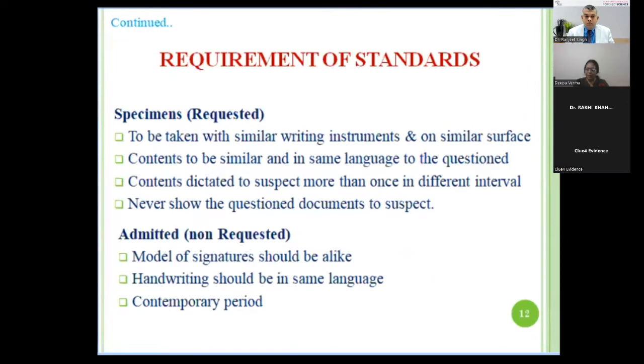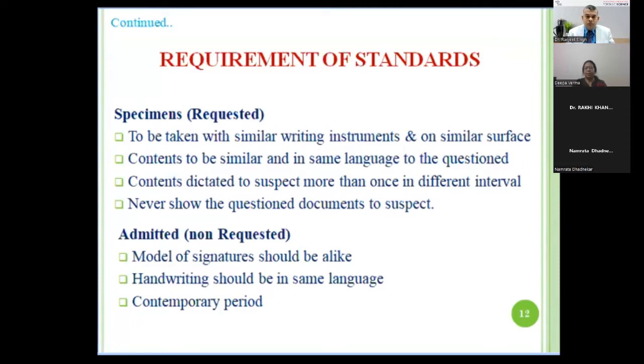And while comparing the question document, or any forensic exhibit, it is very important to have standard materials. In questioned document examination, standards are a very, very important part of any examination. So which types of standards are required? These are broadly classified into two areas: specimen writings and admitted writings, or specimen signature, admitted signature, specimen printed material, or admitted collected document.